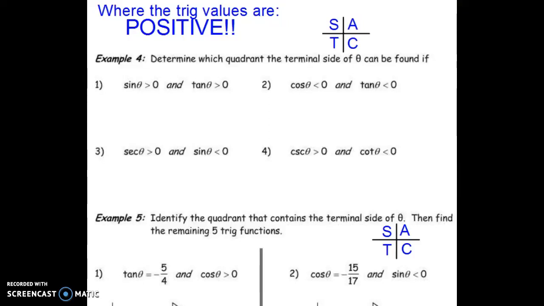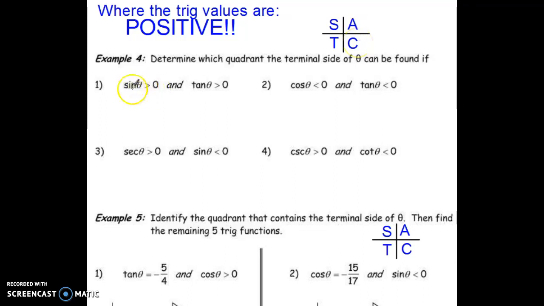We're going to pick up where we left off, and we must remember, where are the trig values positive? Here in the first quadrant, all of them are. Just the sine in the second, just the tangent in the third, and just the cosine in the fourth. That is where those trig values are positive.